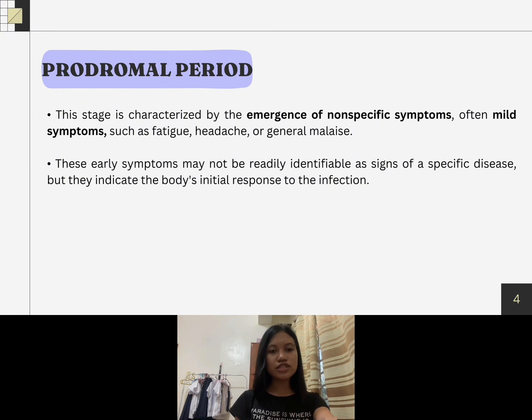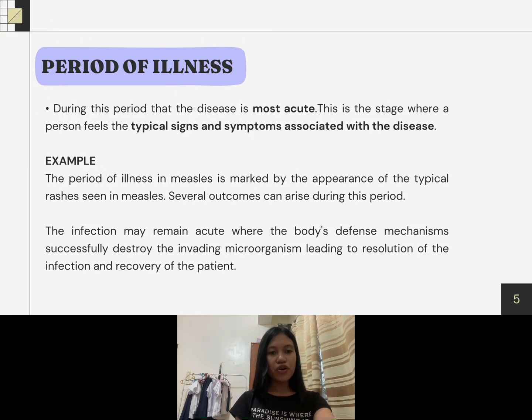Next is period of illness. During this period, the disease is most acute. This is the stage where a person feels the typical signs and symptoms associated with the disease. Example, the period of illness in measles is marked by appearance of the typical rashes seen in measles. Several outcomes can arise during this period.